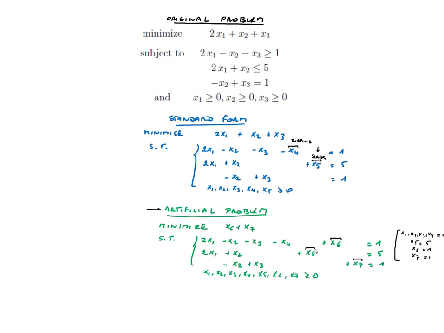And of course, we want to find a solution for which x6 plus x7 is 0, so as small as possible. So what we'll do is minimize the artificial cost x6 plus x7. If this has a solution where x6 and x7 are 0, well, this will produce an initial basic feasible solution for our problem over here.